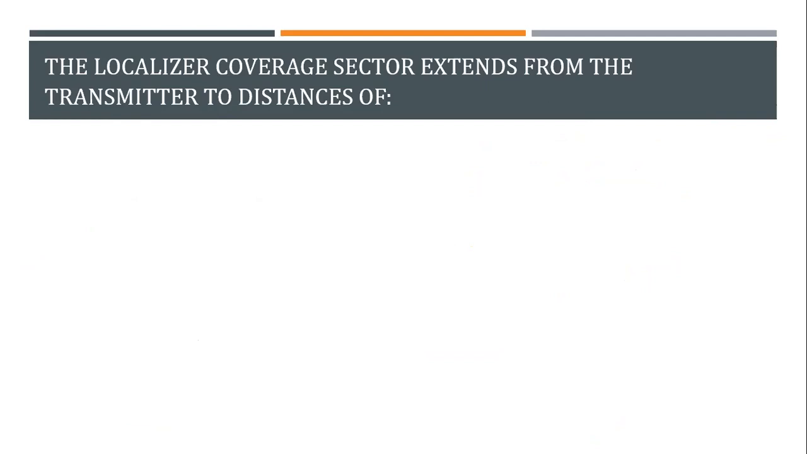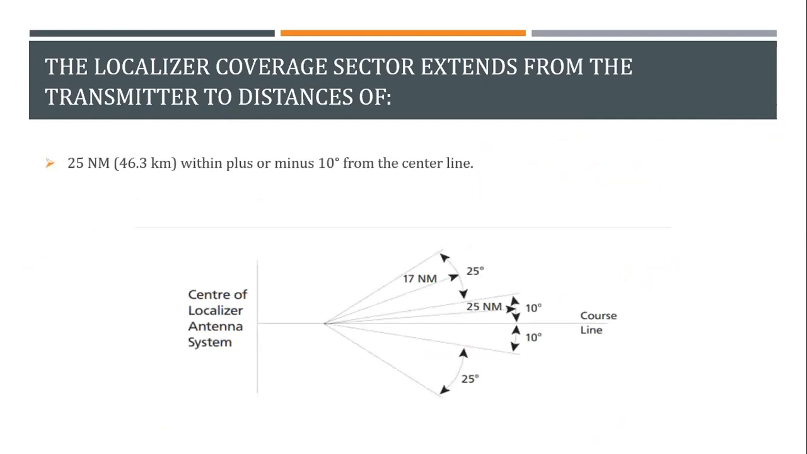So let's cover now what is the sector or coverage area of this particular localizer. If you see the diagram, this is our localizer. This is where it starts. You can see the maximum distance it can cover is 25 nautical miles. And the angle it is covering is in total 20 degrees, 10 degrees to the left and 10 degrees to the right. That means that an aircraft at least has to come within 25 nautical miles of the ILS localizer in order to capture its signal.